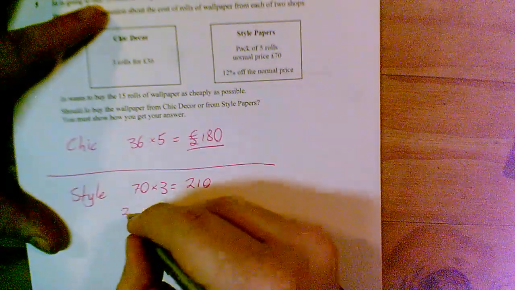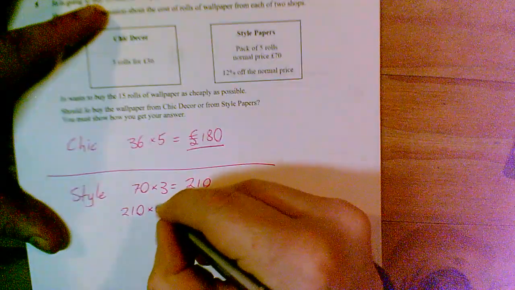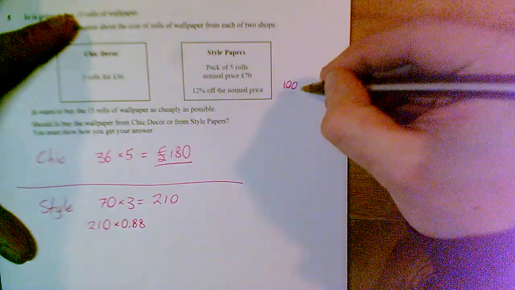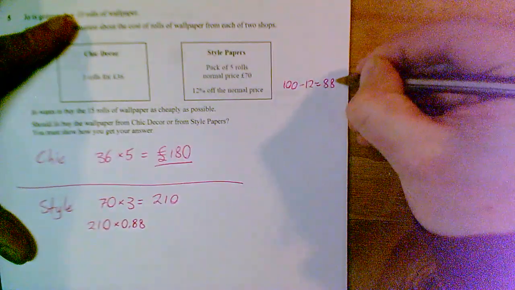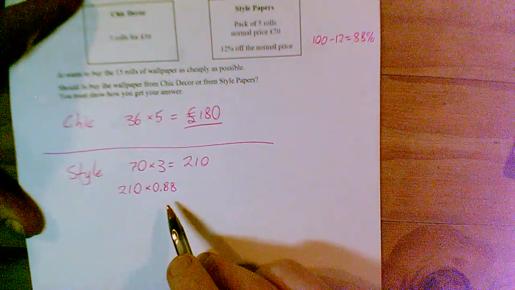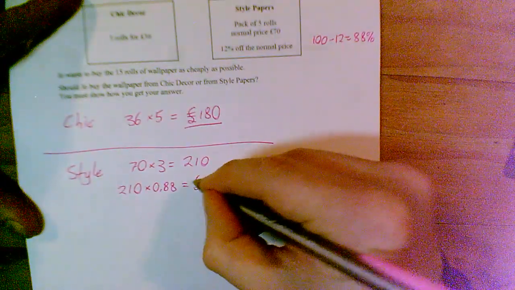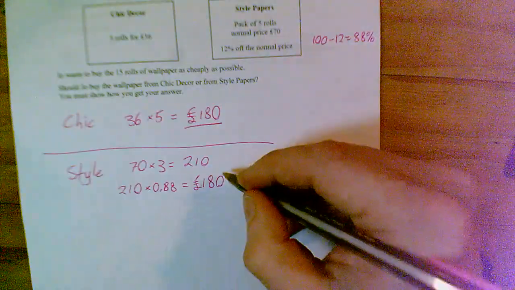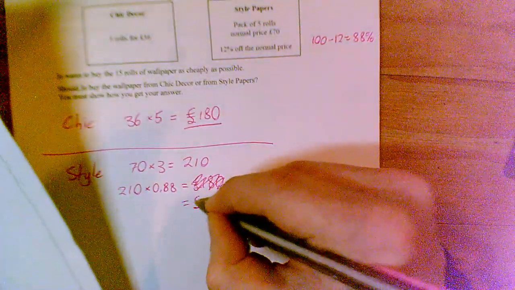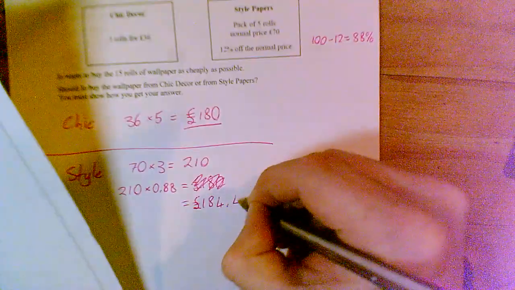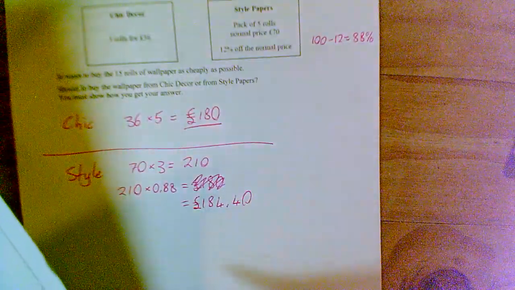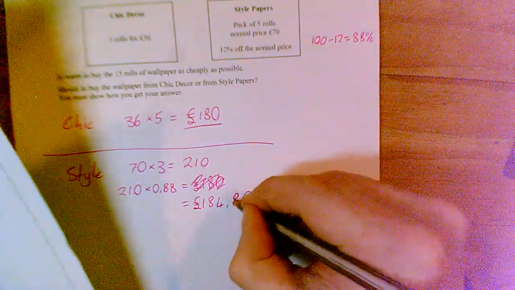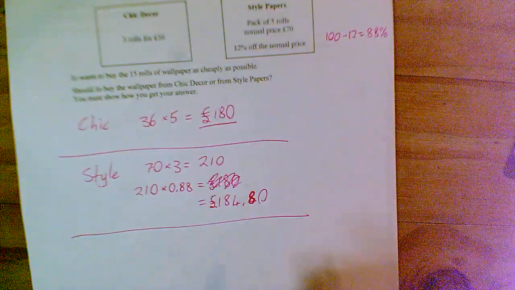We've got a calculator, so let's just do the simple way. Taking 12 off is the same as multiplying by 0.88, because 100 take away 12 is 88. We're after 88% of the price, so we can multiply by 0.88. That gets us £180. Should have got my calculator out. Sorry, £184.40. I think, just double checking. £184.80. Okay, brilliant.